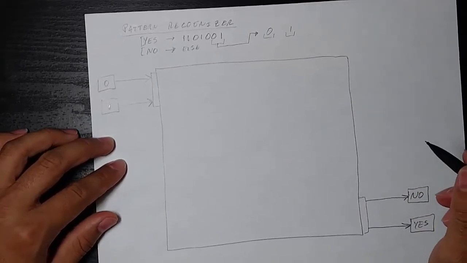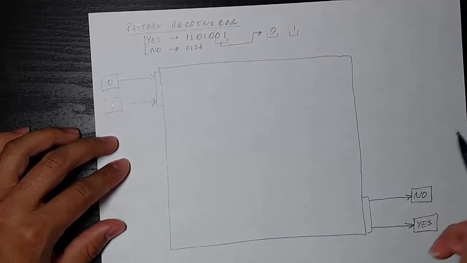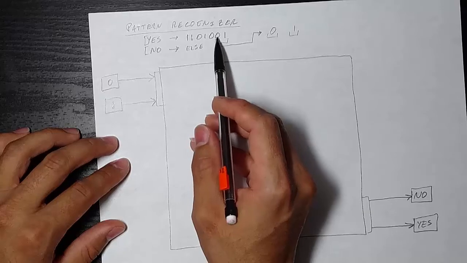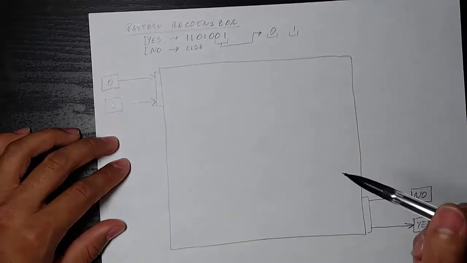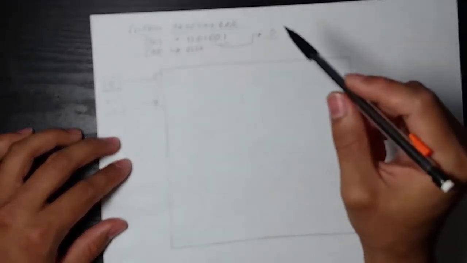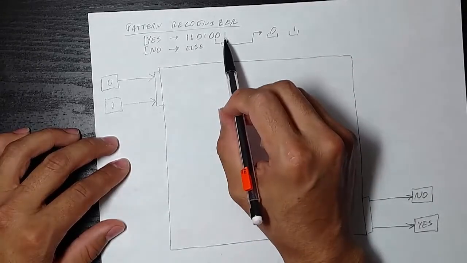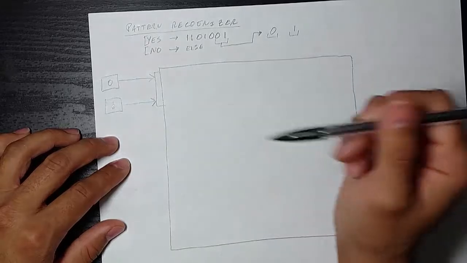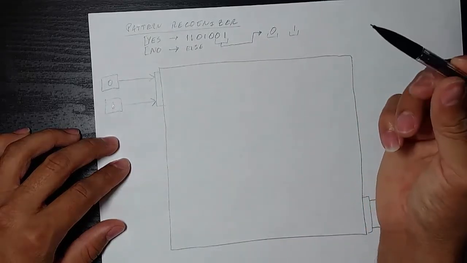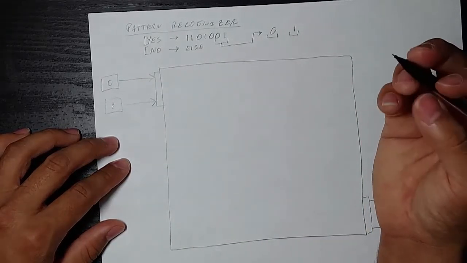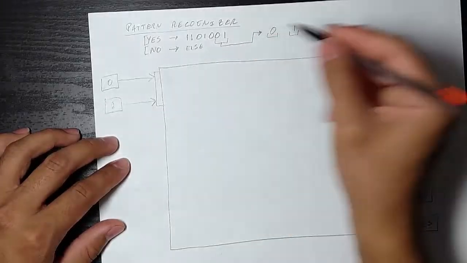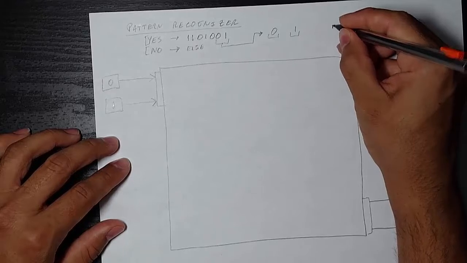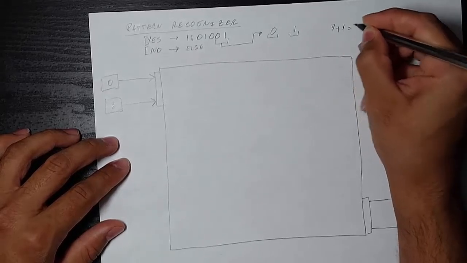So now let's check how many ones and zeros I need. 1, 2, 3, 4, 5, 6, 7. So we need 7 states to keep track of this pattern. But we also need an extra state, our initial state, which we want to call null. So our system needs 7 plus 1 states.